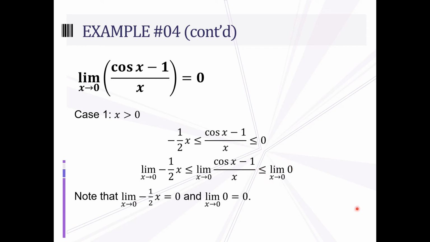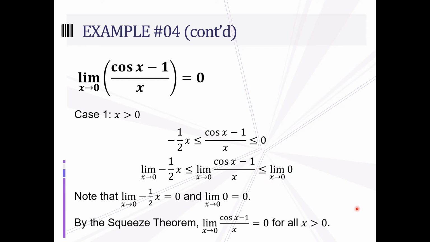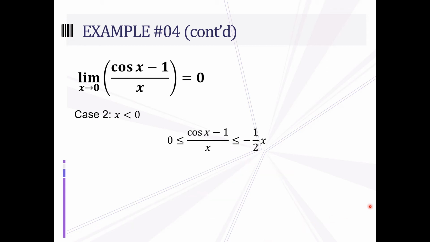Which tells us that by the squeeze theorem, the limit of cos x minus 1 all over x as x approaches 0 is also equal to 0 for x greater than 0. So we have shown in case 1 that the limit of the function is equal to 0. Tignan naman natin ngayon yung case 2. For x less than 0, eto naman yung gagamitin nating inequality.